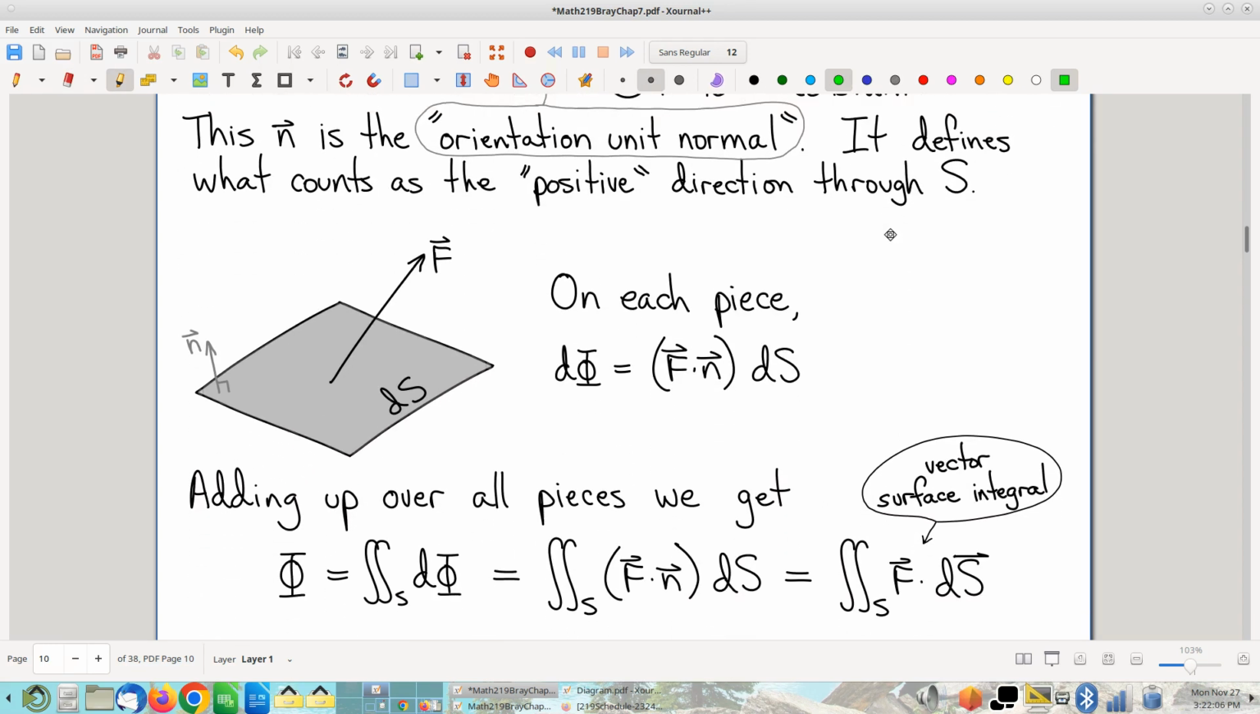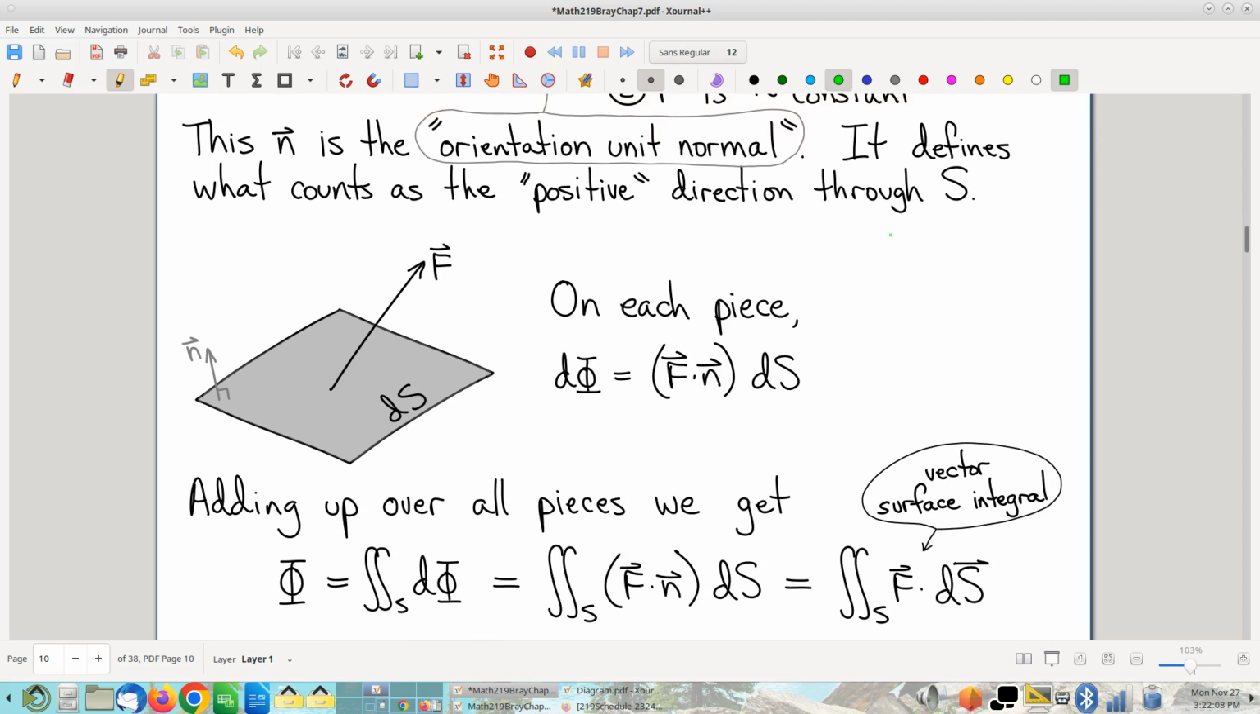The unit normal being the sort of the new player involved, and thinking as we were about flow rates of fluids through a surface. We ended up writing down all of this stuff, finalizing with what we call a vector surface integral, so named again for the, I'm going to say obvious reason that, well, of course, our integrand is a vector, and likewise our differential here also a vector.